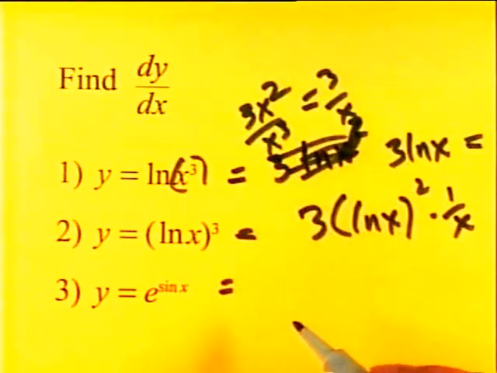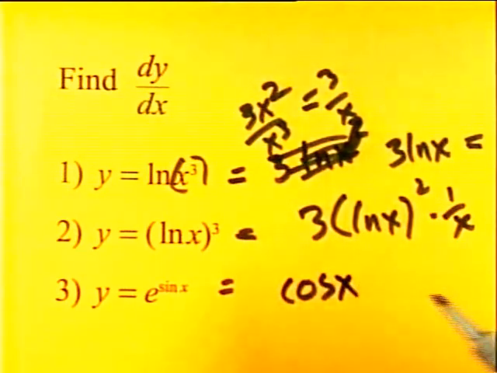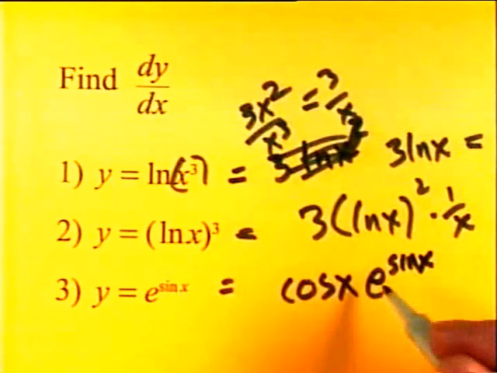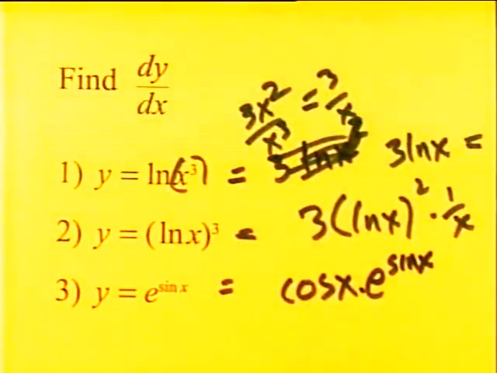So your u is sine of x, isn't it? Yeah. Good, Richard. Okay, so your du would be cosine of x. Good. Cosine of x times what? e to the sine x. e to the sine of x. Yay!